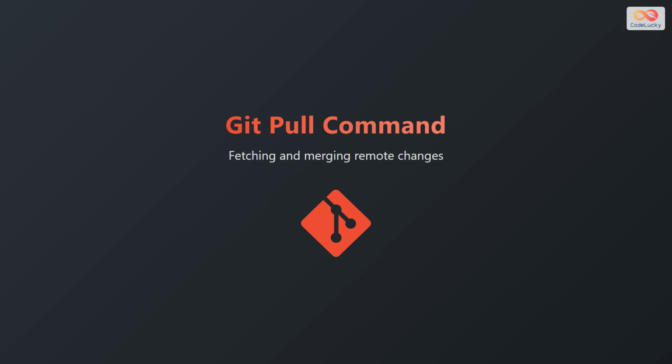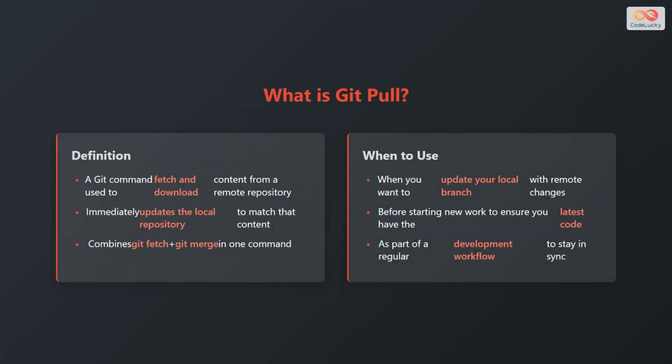Let's explore the Git Pull command. This command is used for fetching and merging remote changes in Git. Git Pull is a Git command used to fetch and download content from a remote repository and immediately update the local repository to match that content.